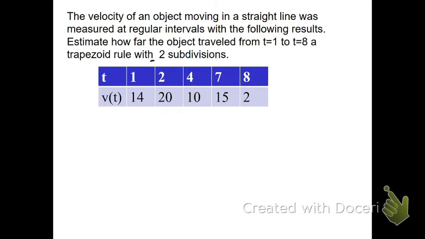Okay, so this one wants only 2 subdivisions, so if you can't visualize how to set that up, I'm going from 1, 2, 4, 7, and 8, using only 2 subdivisions. Yeah, I wouldn't do that. I got to change that. This would not be 2 subdivisions. This would be divided as the data is shown. So I'm going to change that. Let's make it 5 subdivisions.